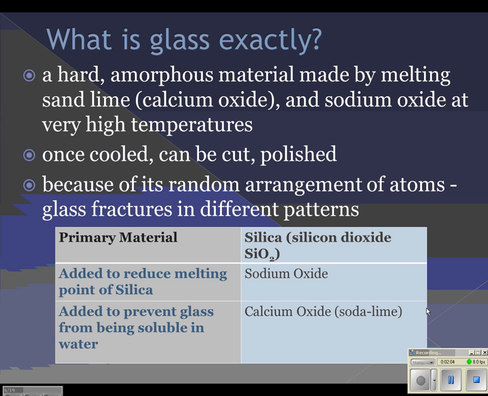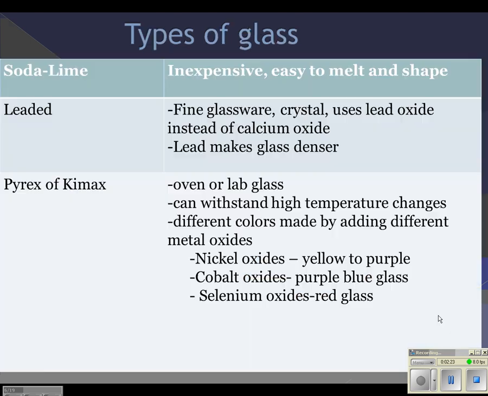The primary material used to make glass is silica, or silicon dioxide, which is SiO2. We add sodium oxide to reduce the melting point of silica because it needs such high temperatures in order to melt, and sodium oxide helps bring that temperature down. And we add calcium oxide, or soda lime, to prevent the glass from actually being soluble in water. But soda lime glass is actually a type of glass which is very inexpensive and easy to melt and shape. Your normal everyday glassware would be soda lime glass.